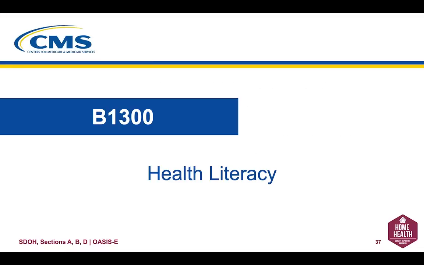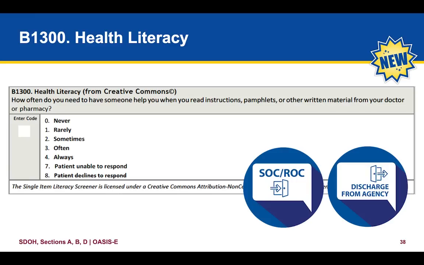We're now leaving section A and moving into the SDOH data element found in section B, health literacy. This is a snapshot of the health literacy data element B1300. This data element is completed on SOC, ROC, and discharge from the agency. It appears on page 5 of the SOC and on page 3 of the ROC and discharge from agency OASIS-E assessment instruments.